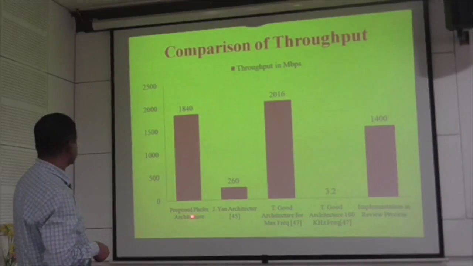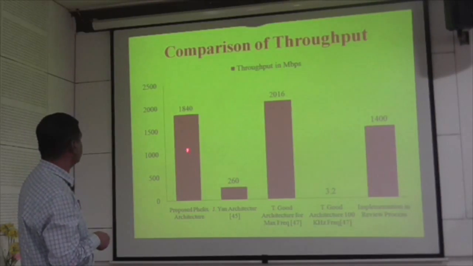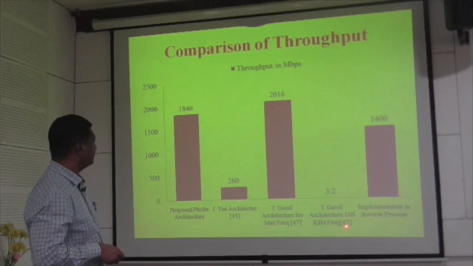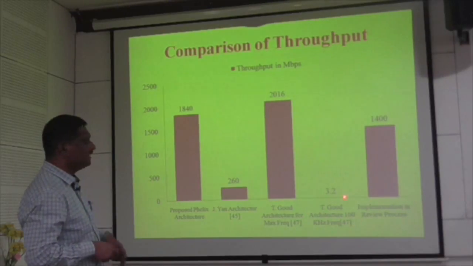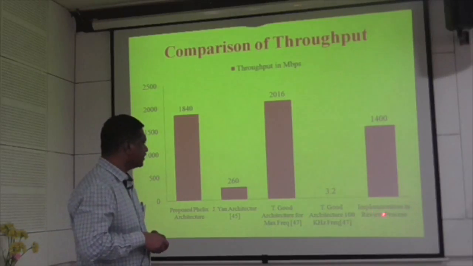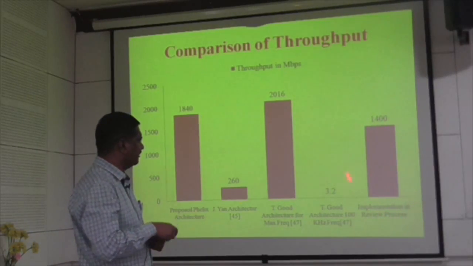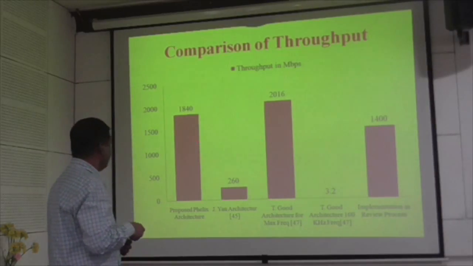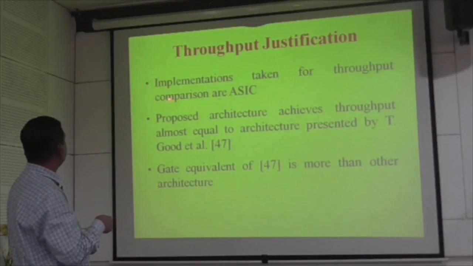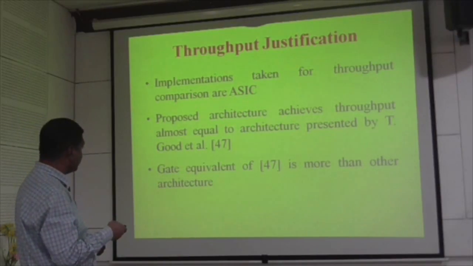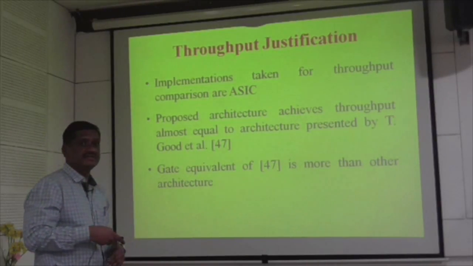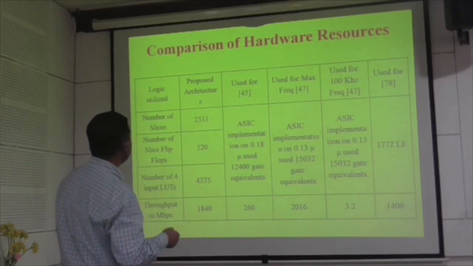Now here, this is the throughput of the proposed architecture. This is the throughput of 45, this is 47, and this is again 47, because 47 has proposed three methods. Out of that, I have shown two methods here, and the implementation is in the review process, because I have implemented another architecture again. And finally, here is the throughput justification. The throughput is in comparison with ASIC, because the other implementations available on the platforms are ASIC, and our implementation is an FPGA implementation.